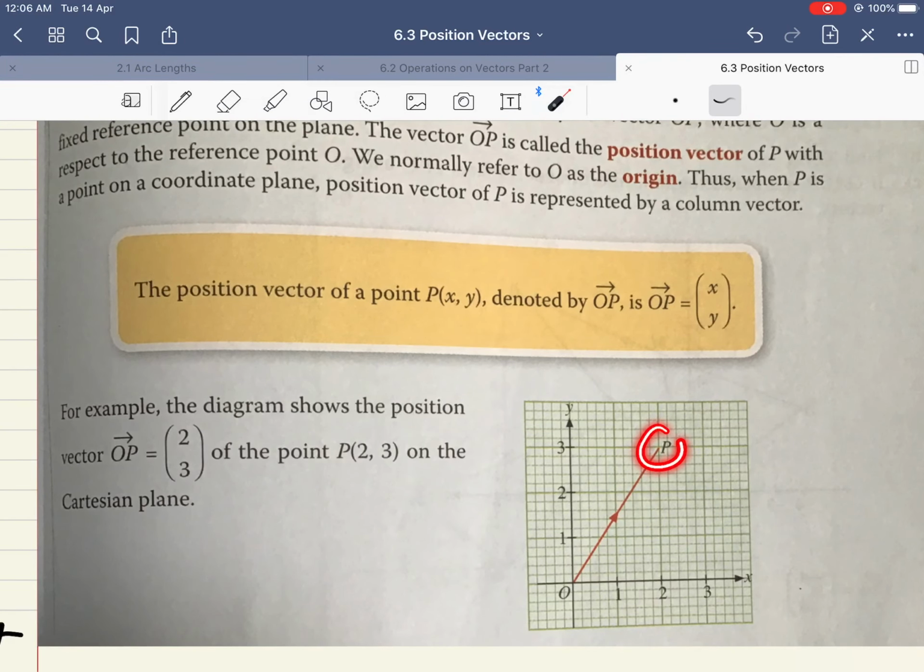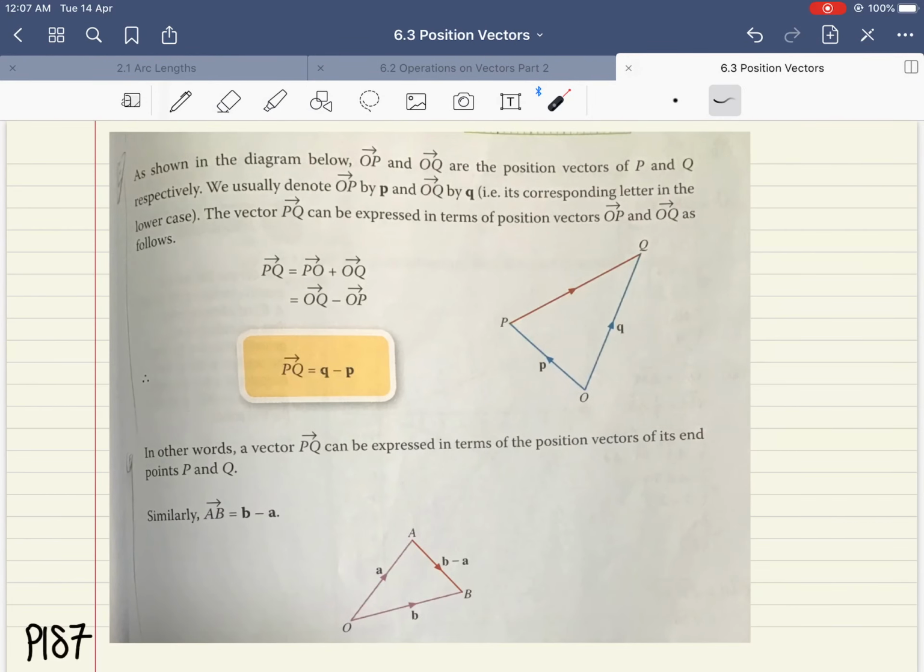Now I'll give you the example on page 187. We talk about the point P down here. The point P is denoted by OP. So what is this O? The O is the origin. If you notice here, OP is just like we have done with column vectors already. It will be 2 and 3. Hence OP is (2, 3), but with reference to the point O.